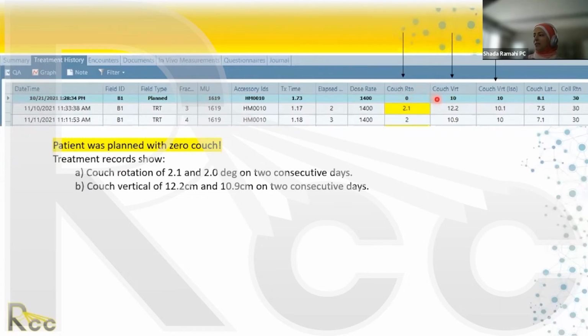And also you can see here, couch vertical is 10. However, we have couch vertical 12.2 cm. In Arabic, oh my, I have a 2 cm difference. And then the next day we have 10.9 cm in vertical. So what's going on? An idea is that if we're trying to match the tumor, you have this rotation, pitch, and roll in the patient day to day.